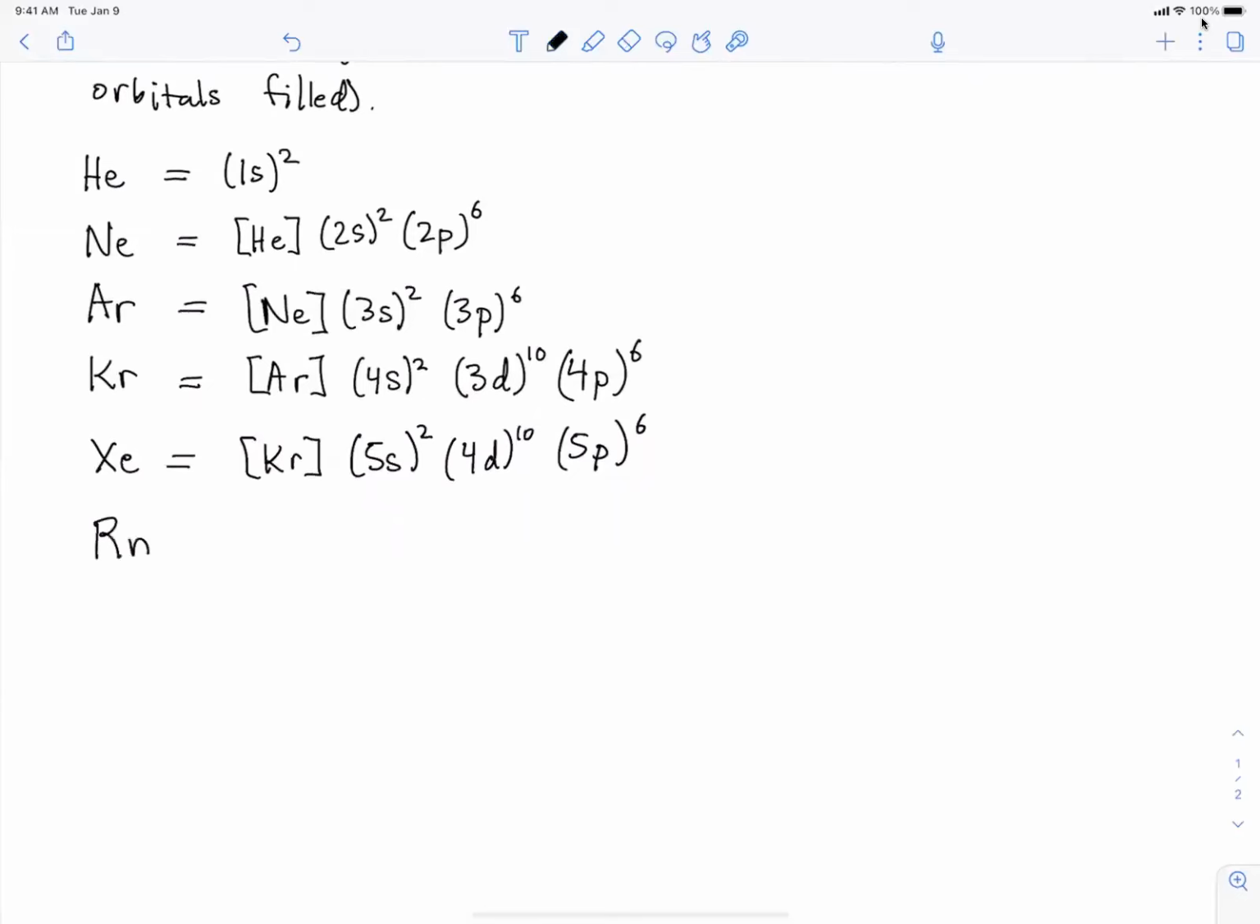And so radon, the next one, is going to have 6p6, but you have to fill up everything that comes before the 6p orbital. So that's everything in xenon, plus 6s squared, 4f14, 5d10, and then finally you get to the 6p, and then you fill them all up and you have a noble gas. Okay, so that's the electron configuration for noble gases.